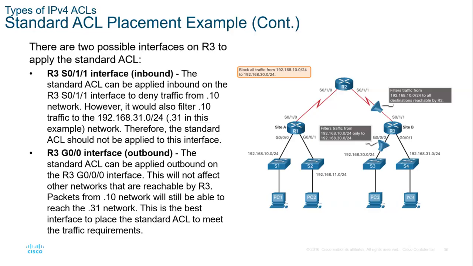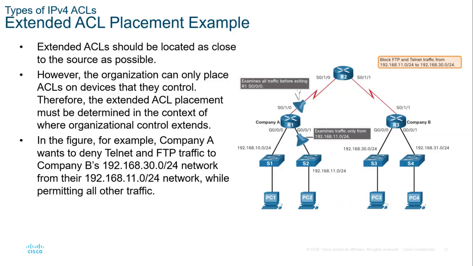Then we have the extended. That is what I was actually explaining. You can try to go through here to look at which one is the best router, which one is the best interface, and which one would be the best direction. Then we have extended. With extended, we said the access control list is to be placed close to the source where it's originating from.